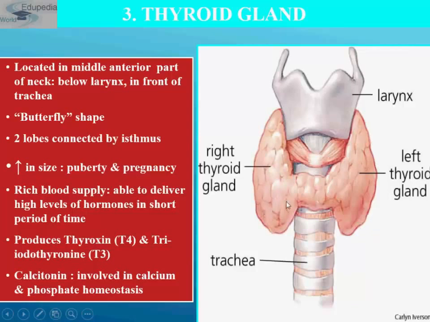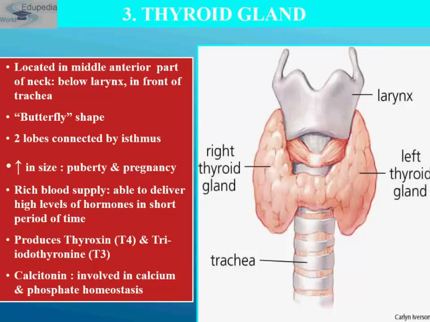It is 3 centimeter in width, and it weighs around 25 grams to 30 grams, and it is the largest endocrine gland of the human body. Please note that. And it is brown in color, and it consists of two lobes on either side of the trachea. See, this is your trachea, and these are the two lobules of the thyroid gland, right and left.